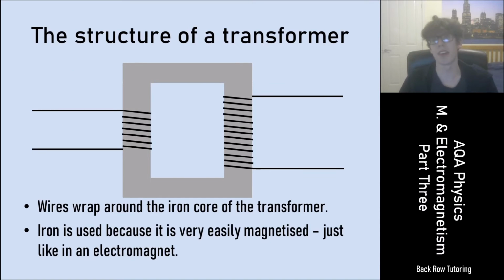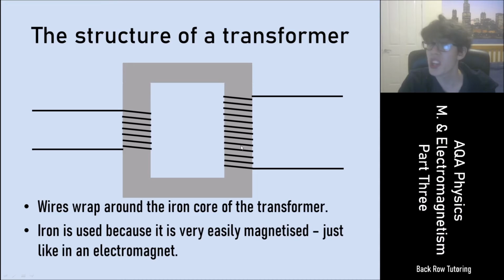Now, this is the structure of a transformer. Wires wrap around the iron core of the transformer. Iron is used because it is very easily magnetised, just like an electromagnet. So here we've got a solenoid with an iron core. So we'll have an electromagnet. If we have a current coming in to this transformer here, we will get a magnetic field induced in this iron core. All right, and what we'll find is that the magnetic field will be travelling in a certain direction. Let's say it's going up on this side, for example. It'll be going up through here, around here, and then down through this solenoid.